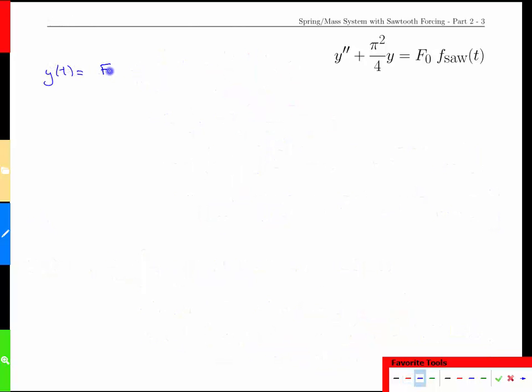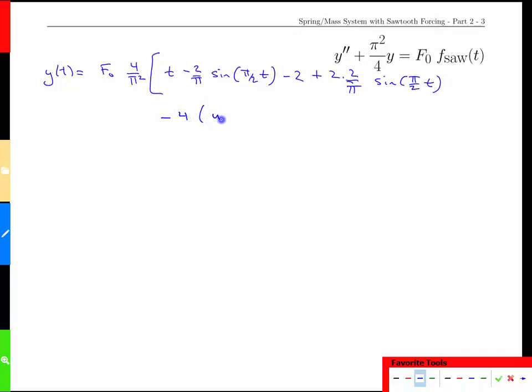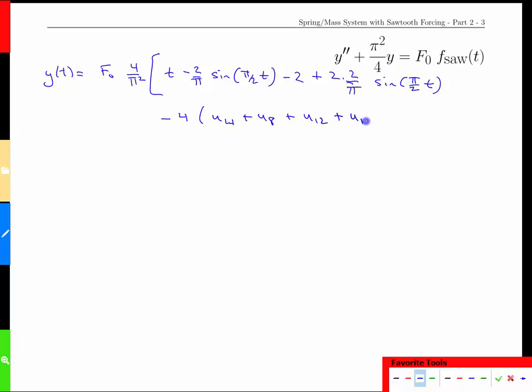Our y of t then will equal f naught 4 over pi squared for everything times our t minus 2 over pi sine of pi over 2t minus our constant 2, plus a 2 times 2 over pi sine of pi over 2t. In fact, we could cancel some of those. We'll leave that as is though. What's more interesting and more important is how the rest of the system plays out. We also have a -4 times u4 plus u8 plus u12 plus u16, the step functions. Let's see what else we get with that.